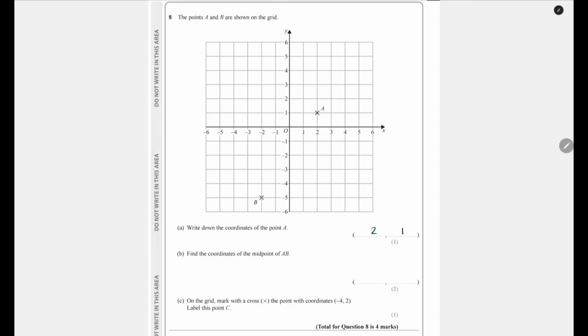So if we draw the line that joins A to B, now again, in your exam, make sure to use a ruler to draw a straight line. You can see that the midpoint is exactly here. And this coordinate is going to be 0 on the x-axis, and then we go down the y-axis, so it's -2. Part C says, on the grid, mark with a cross the point with coordinates -4, 2. So again, this is the x coordinate and that's the y coordinate. So x is -4, and then y is 2, and so that's going to be here, and we're going to label this C.